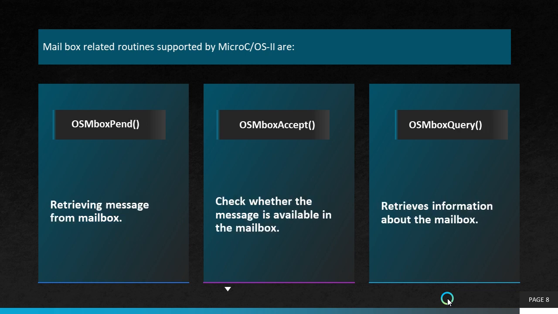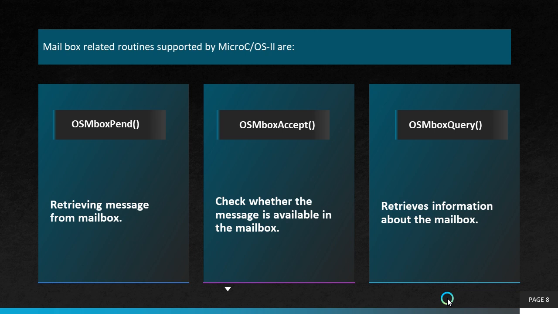Then the next related one is OSMboxPend(). It is used for retrieving a message from the mailbox. If the message is already available in the mailbox, it is retrieved through the pointer and the message gets deleted from the mailbox. If the message is not available, the calling task is blocked and put into the waiting list queue. The task will wait until a message is available in the mailbox or till a timeout occurs.